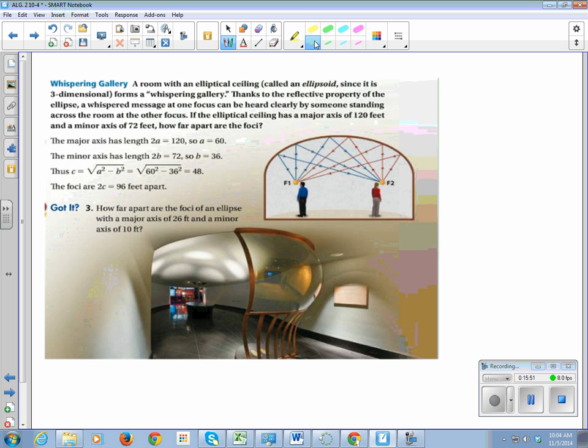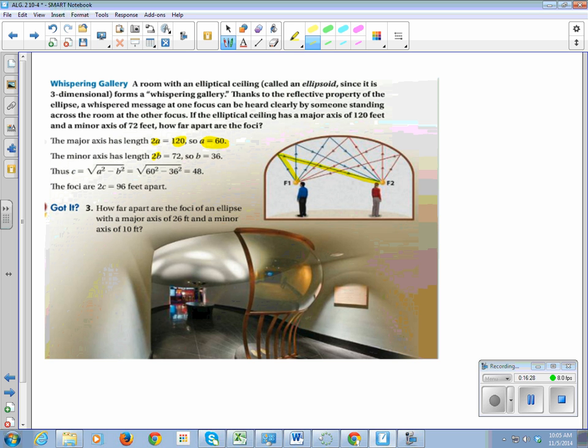So if you whisper it here, and it goes to the other focus, by someone standing across the room at the other focus. If the elliptical ceiling has a major axis of 120 feet and a minor axis of 72 feet, how far apart are the foci? Well, they tell us that the major axis has a length of 2a, and that is equal to 120. So a has to equal 60.